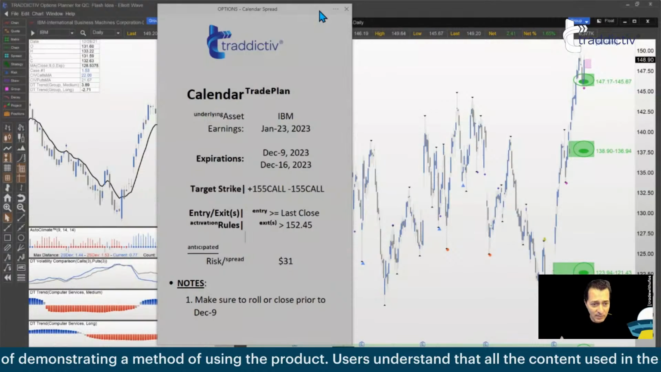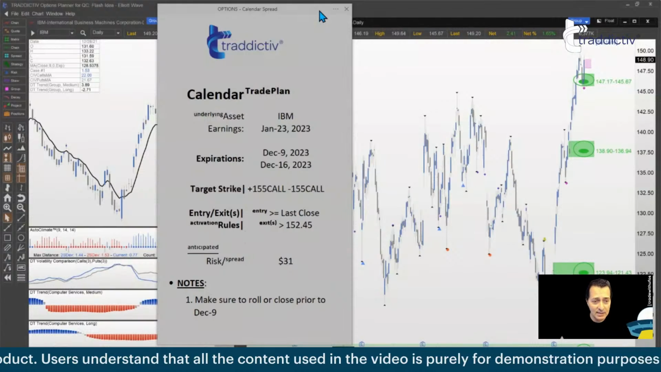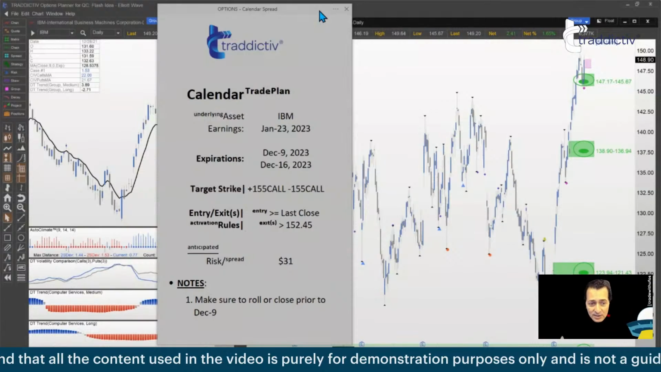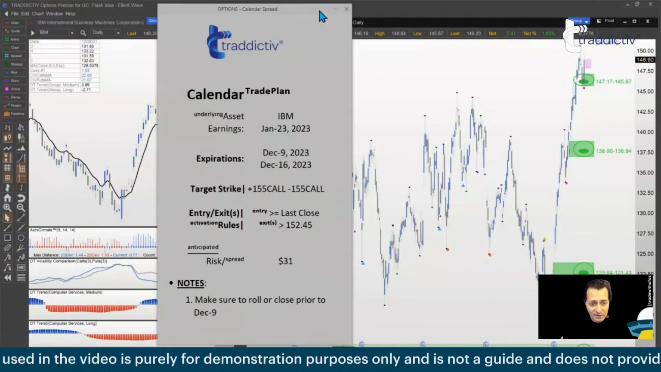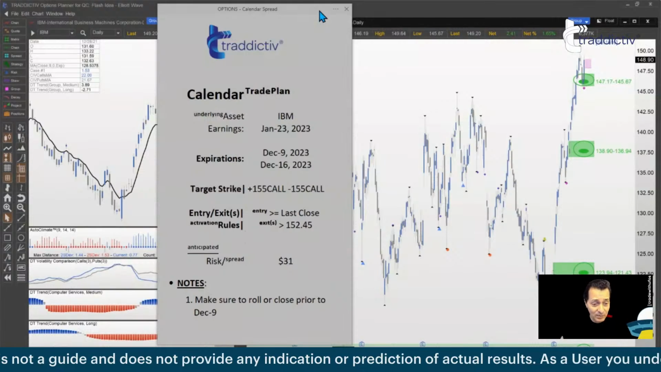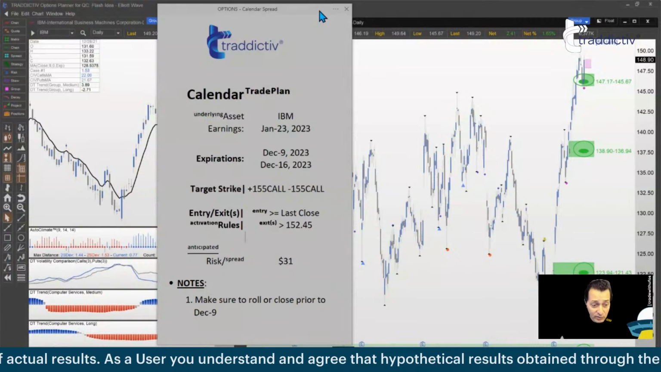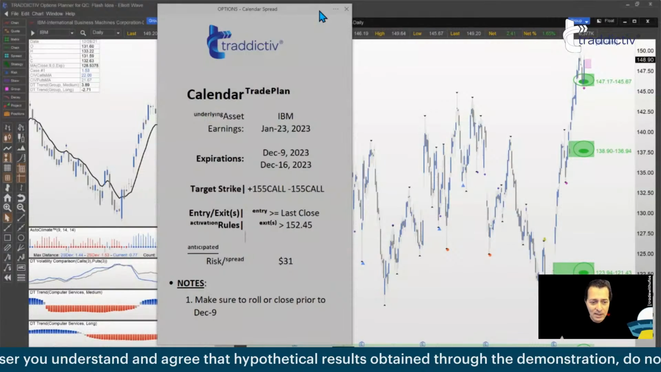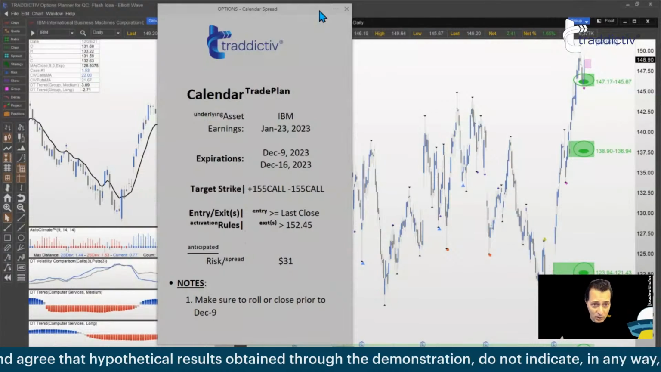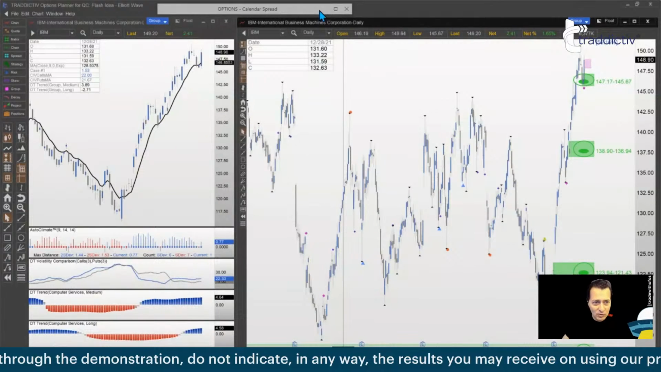The calendar spread is made of an option strategy that uses two different expiration dates, in this case, December 9 and December 16, and the same strike price, which is going to be 155, as you can see on your screen. The entry is going to be that when the market opens today, it's either at the same price as yesterday or above. We're gonna go in. The target is located a bit higher at 152.45. The risk per spread, if we were to take the trade now, is $31 per contract, I should say, per spread. But anyway, let me explain the rationale of the trade here.